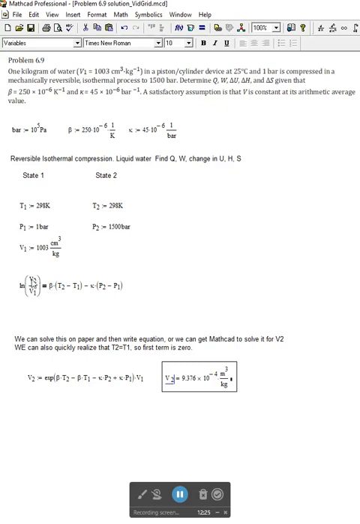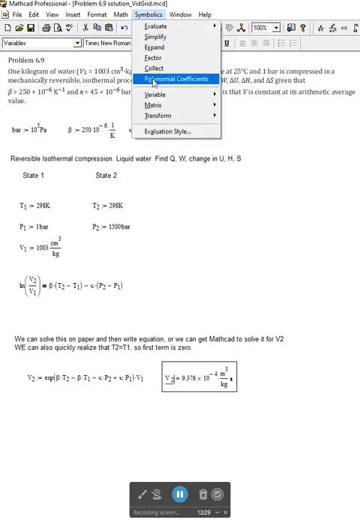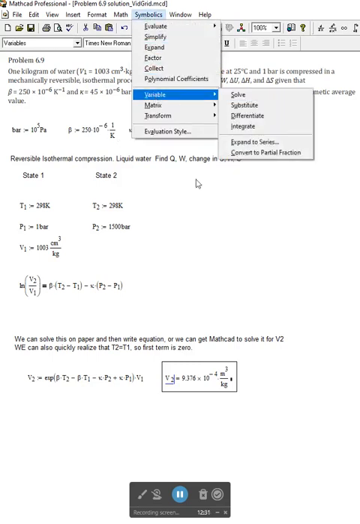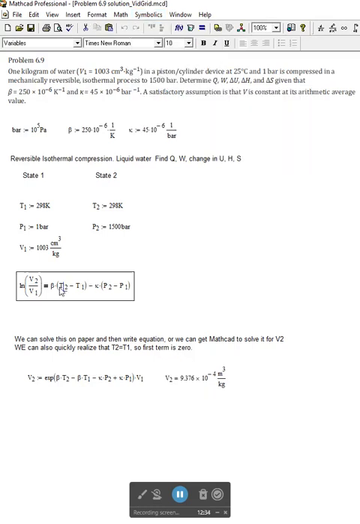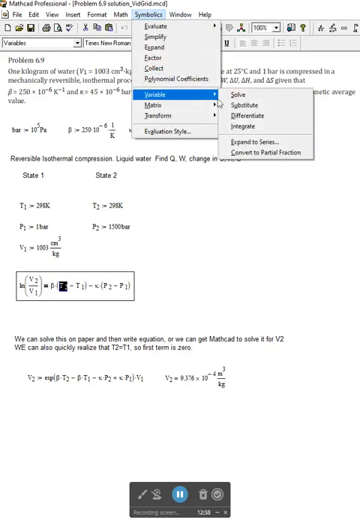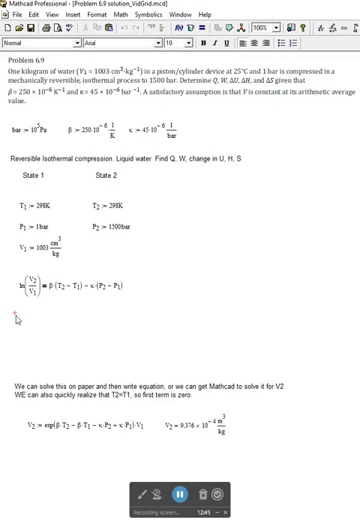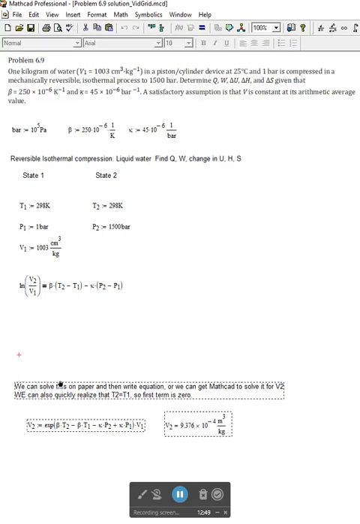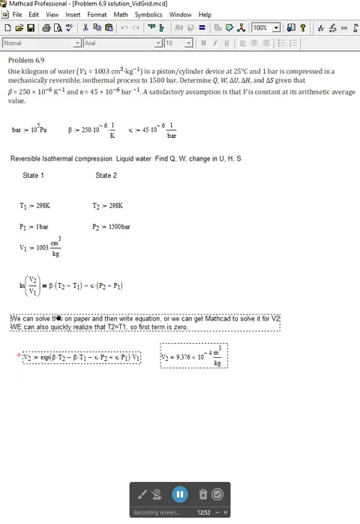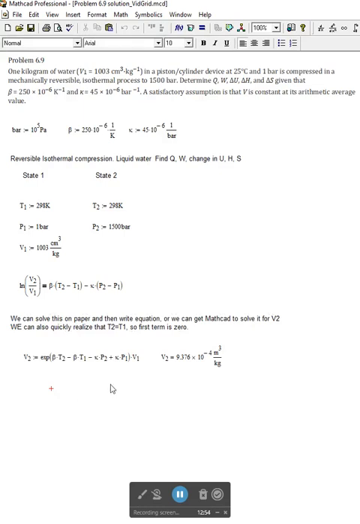And the nice thing about this is you can use MathCAD to go to symbolics, variable, solve to solve for any one of those variables. So if I wanted to solve for T2, I could solve for T2, and there's my T2. All right, so Control D, get rid of that, and formatting is a little cumbersome, but we can get rid of that. Okay, so that's my V2.